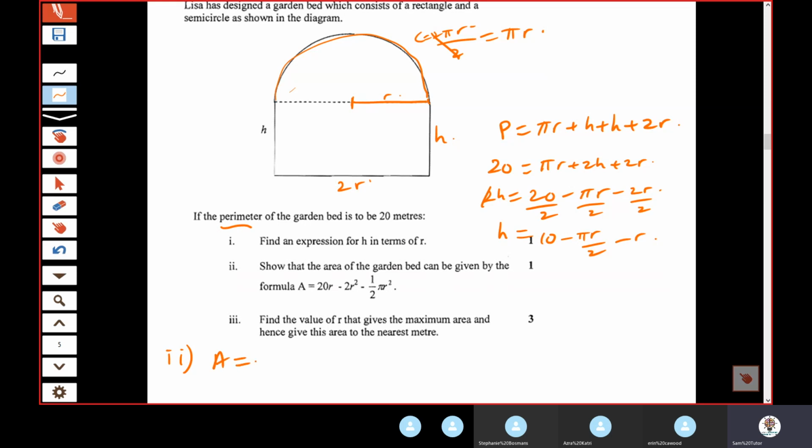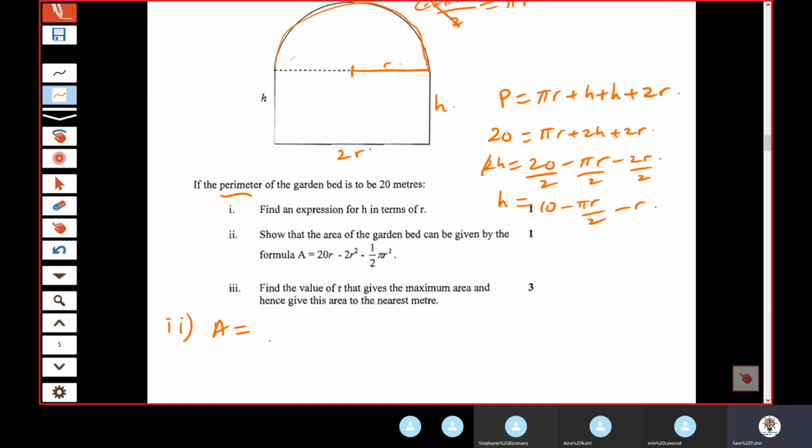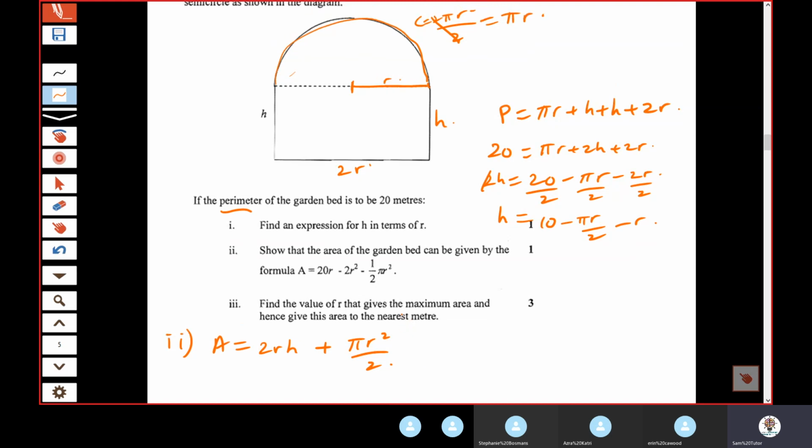Alright, what's the area for this? What are we going to write? So tell me, area equals 2R times H plus a semicircle, so pi r squared on 2. Pi r squared on 2. Yep, I'm happy with that. 2rh, because that's the rectangle, plus pi r squared on 2.